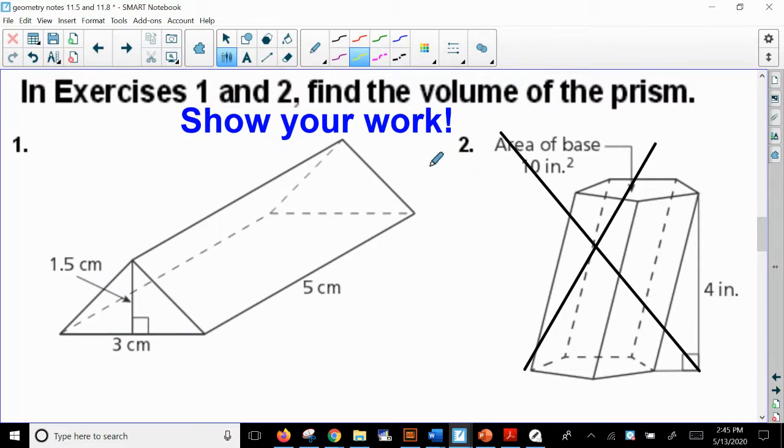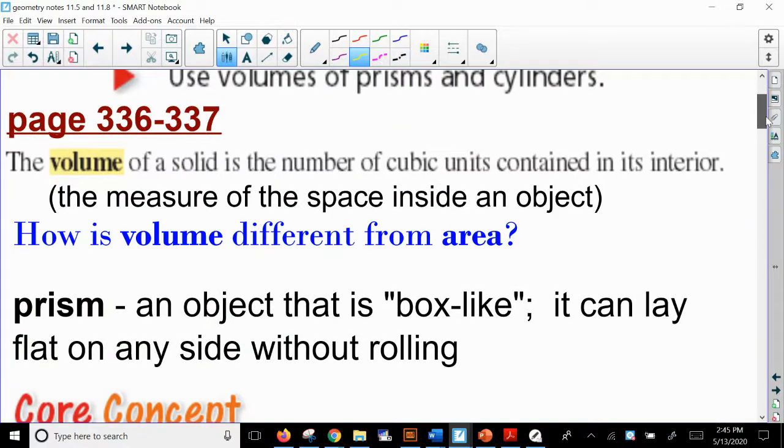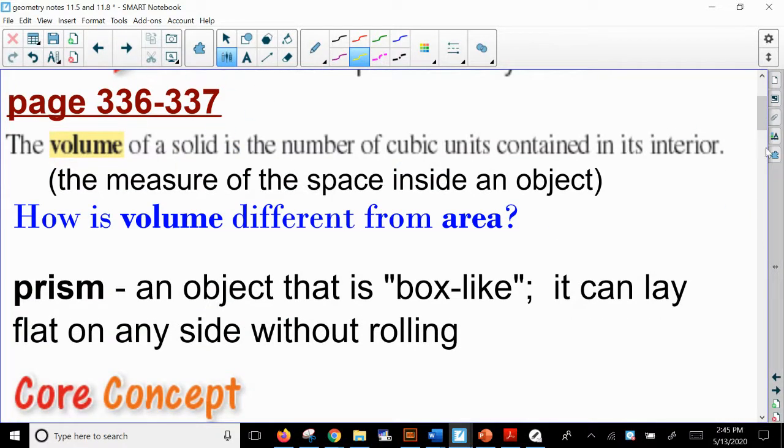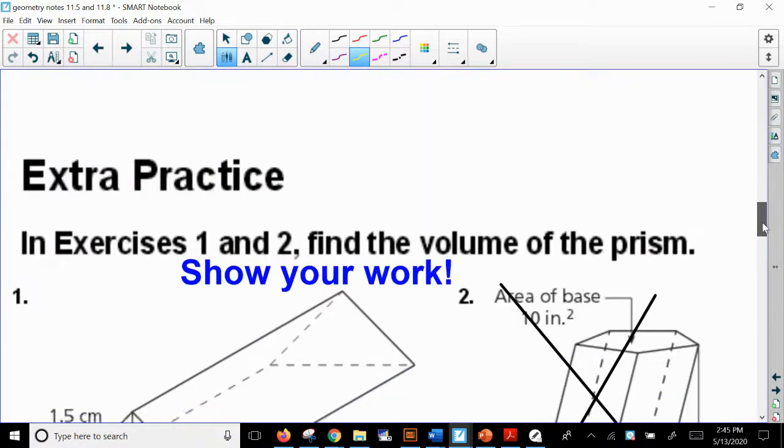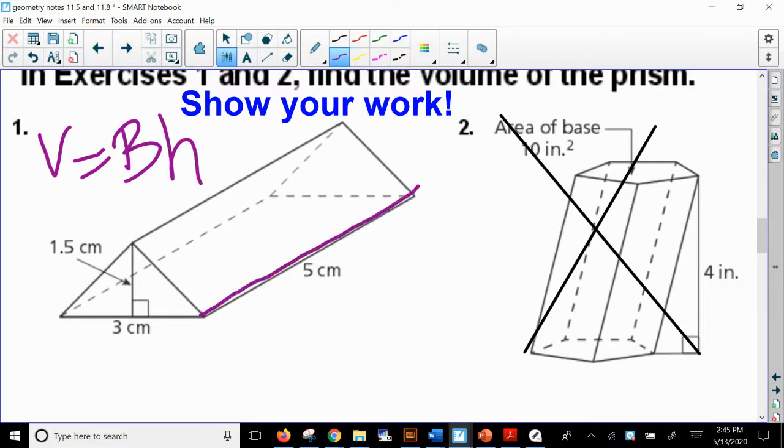Okay. This example, and by the way, if you brought your geometry book home, this is in your geometry book. I forgot to put the page number though. So my bad. Check these pages right here. So this is a prism, but notice the prism is shaped like a triangle. So this is a triangle prism. So we're still going to do the volume formula, which is big B times the height. Okay, the 5, this is how tall it is. That's our height.